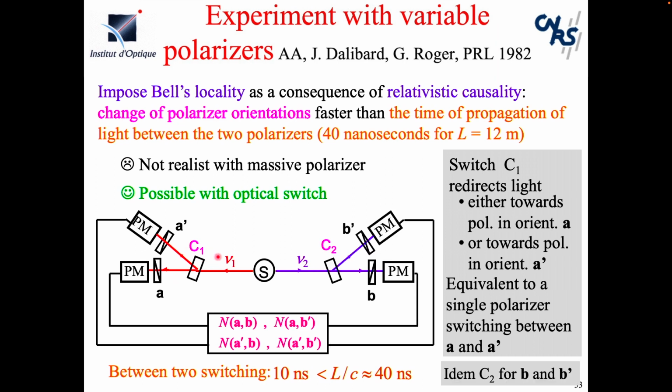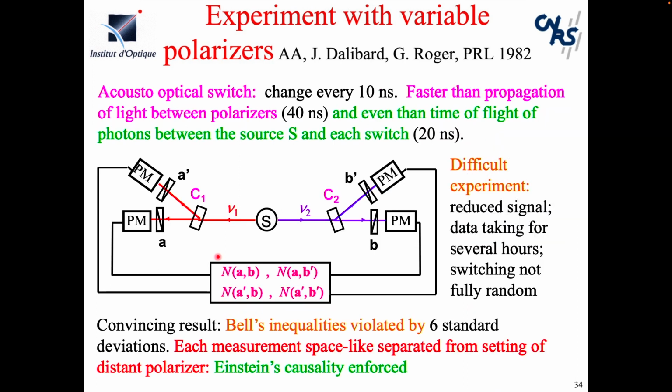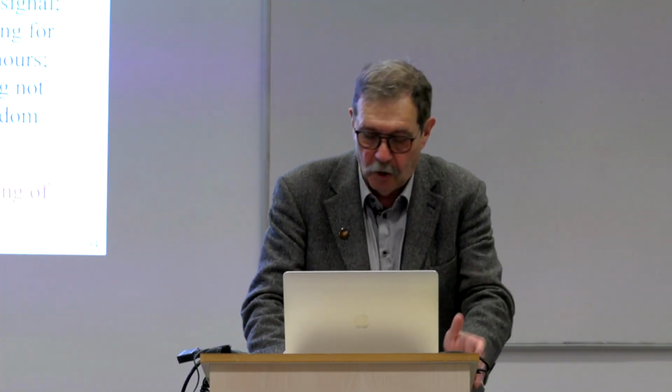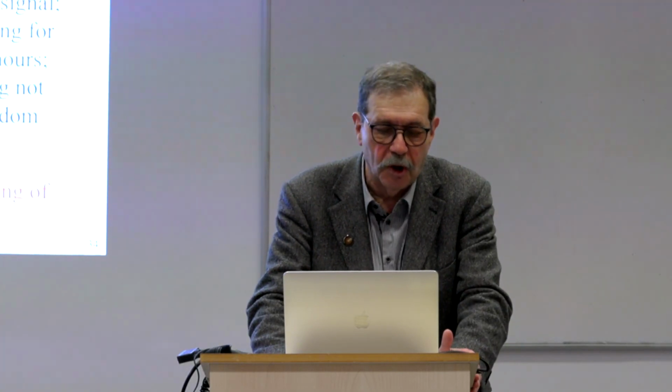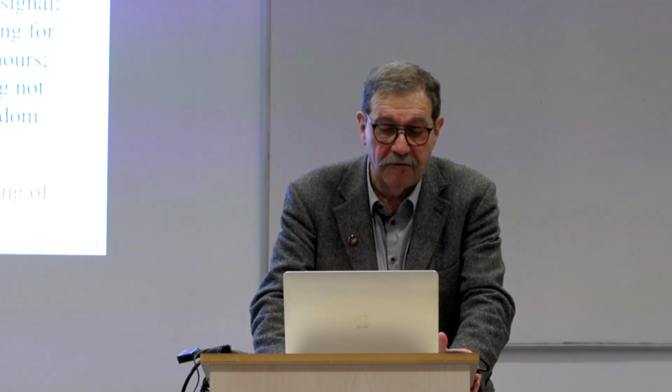We did the experiment. It was not as impressive as the previous one. Anyway, we violate Bell's inequality by 5 standard deviations. I forgot to say that with two paths we violated by 50 standard deviations. But here, okay, 5 standard deviations, the signal was not as good, etc. For the first time, Einstein causality was enforced.